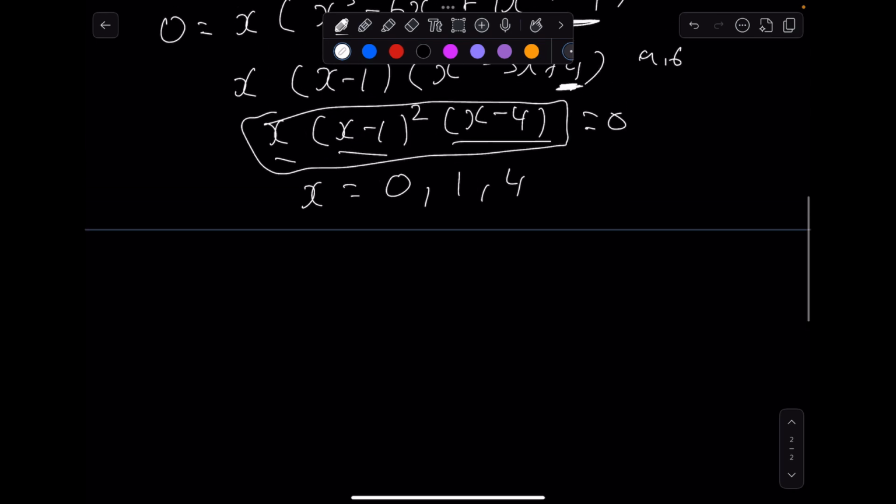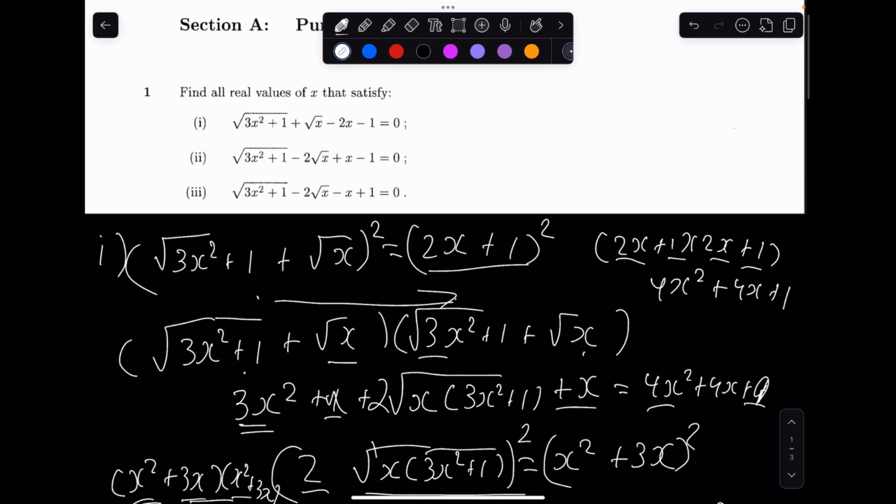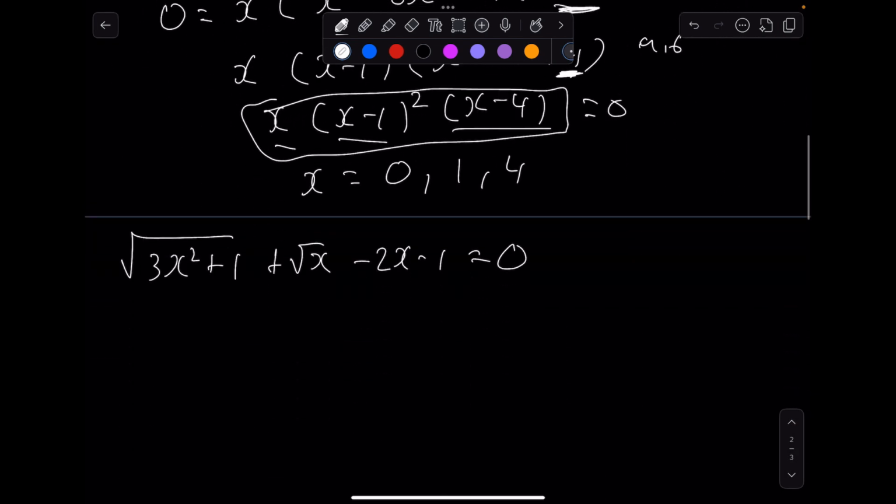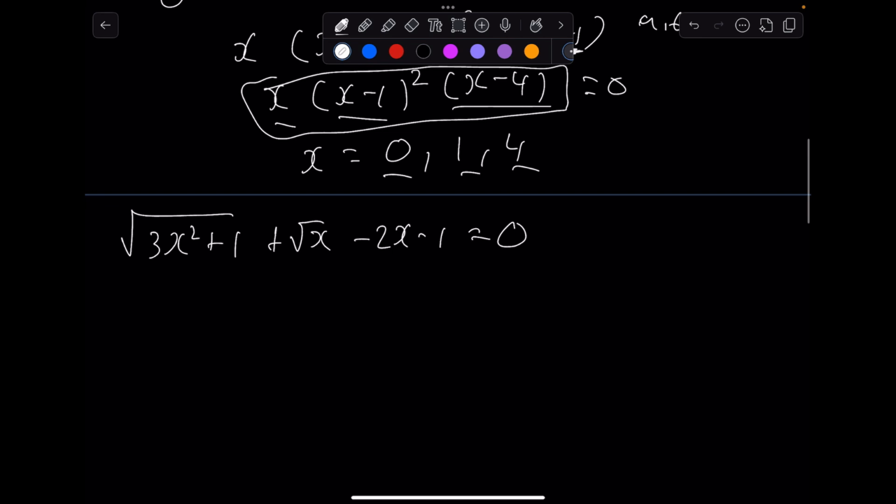So let's write our equation again. So we have root of 3x squared plus 1, plus root x, minus 2x minus 1 equals 0. Okay, so now let's sub in all these values and see if it works. So when x is 0, it's 0 plus 1, so 1, plus root of 0 is just 0, minus 0, minus 1. Root of 1 is just 1, so that equals 0. So 0 is fine, that's a solution.